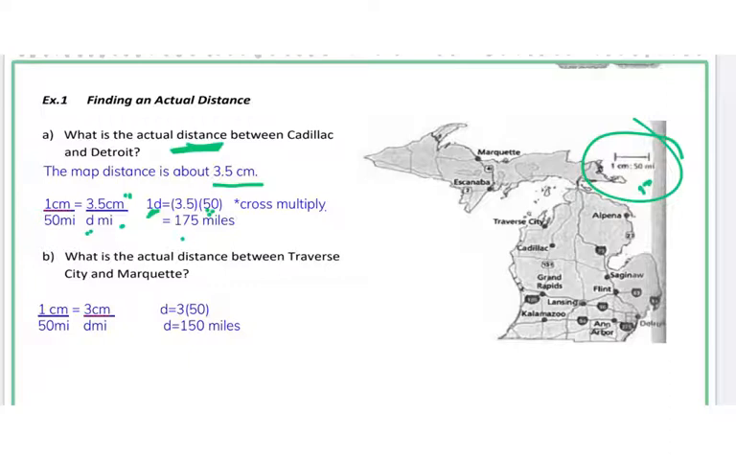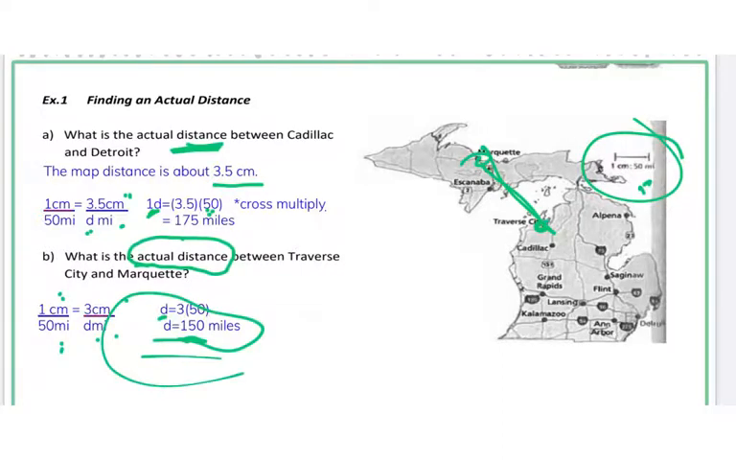Then part B says, what is the actual distance between Traverse City and Marquette? If you look here, here's Traverse City. Marquette is up here. That measurement there is 3 centimeters. So again, we used our ratio of 1 centimeter to 50 miles. We set that proportion equal to 3 centimeters over d miles because again, we're solving for the actual distance. So we cross multiplied: 1 centimeter times d miles equals d, and 50 times 3 centimeters is 150 miles. So just use cross multiplication and we came up with 150 miles apart on that map.